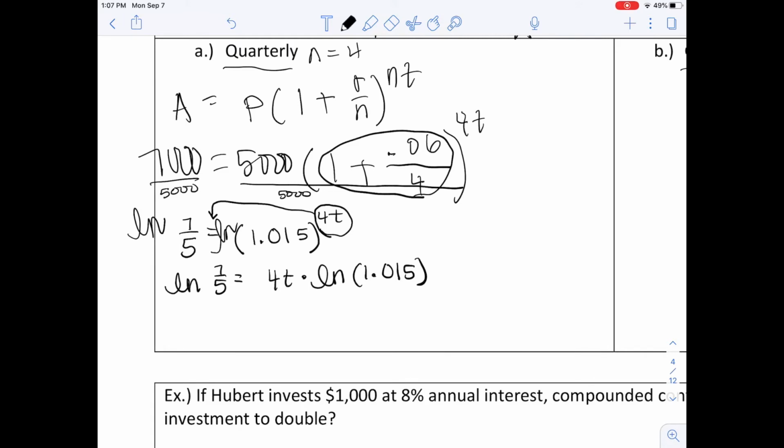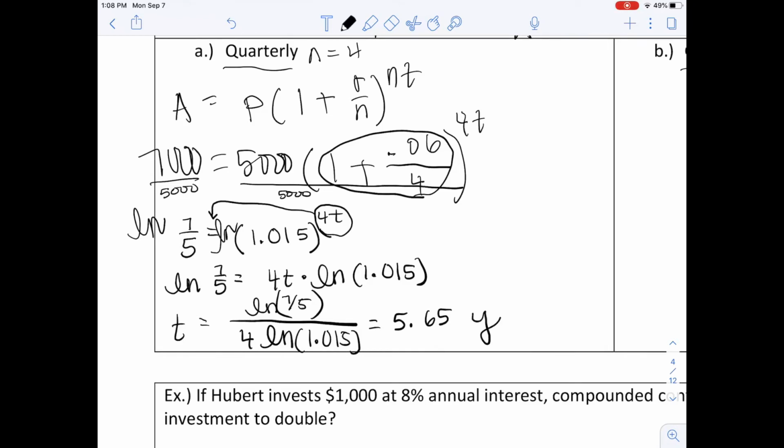And my whole goal is to solve for t, so I'm going to divide both sides by 4 ln of 1.015. So I'm going to end up with t is equal to ln of 7/5 divided by 4 times ln of 1.015. And now from here, I'm going to substitute this whole thing in on my calculator. Make sure you have parentheses around the 7/5 and also around the 1.015 so it knows where to take the logarithm from. When I do, I'm going to get 5.65, and we're measuring this in years.